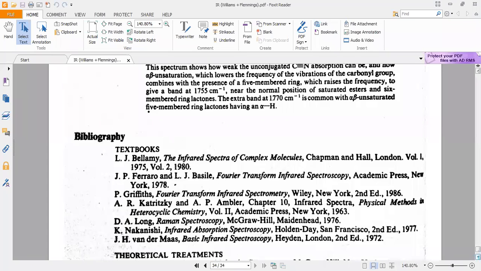And next time we shall discuss, inshallah, the UV. In the next lecture, we shall start with UV visible spectroscopy.